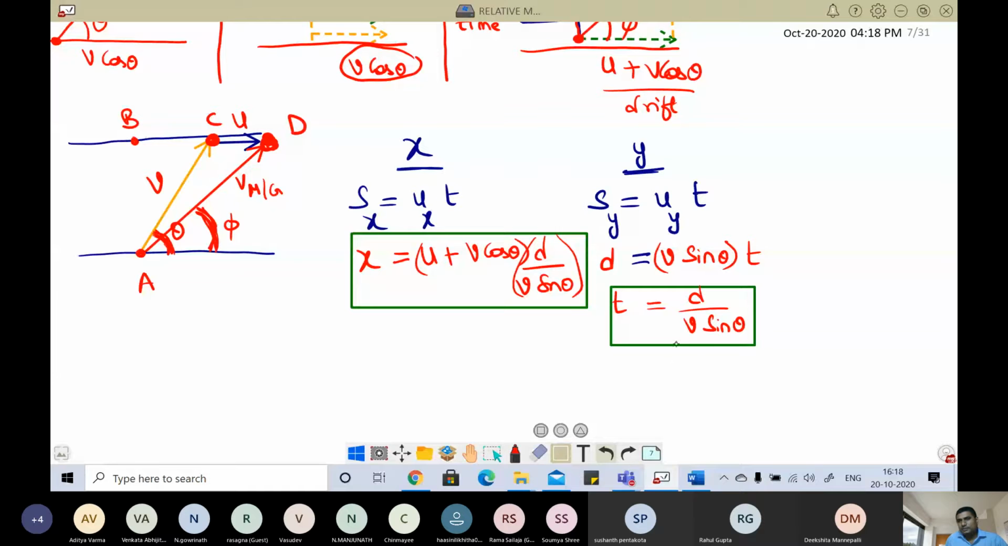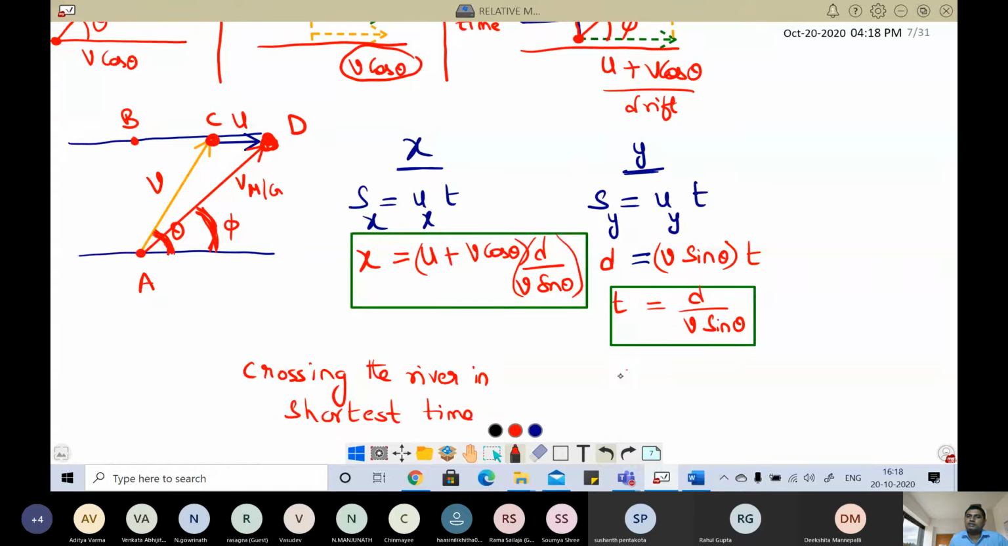From this we are going to see two cases. One is crossing the river in shortest path, and the second is crossing the river in shortest time. First let us take crossing the river in shortest time. Crossing the river in shortest time. Next one is crossing the river.